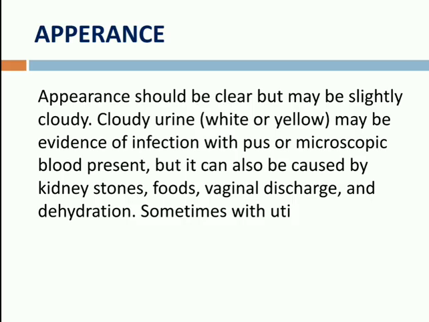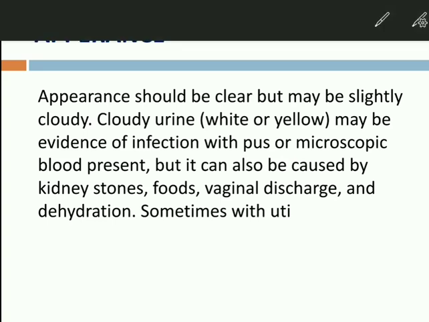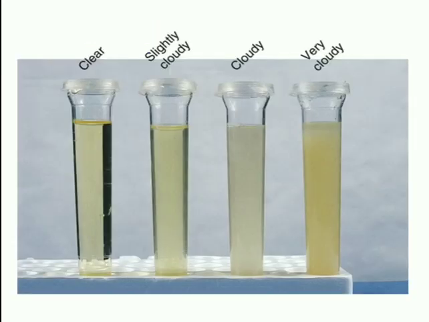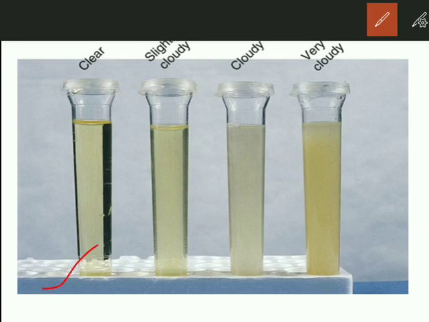Appearance of urine. Normal urine is clear to slightly hazy in nature. Cloudy urine may be evidence of infection with pus or microscopic blood present. It can also be caused by kidney stone, foods, vaginal discharge, and dehydration, sometimes due to urinary tract infection (UTI). The normal urine is clear, as we can see in the first tube, and here slightly cloudy and very cloudy.